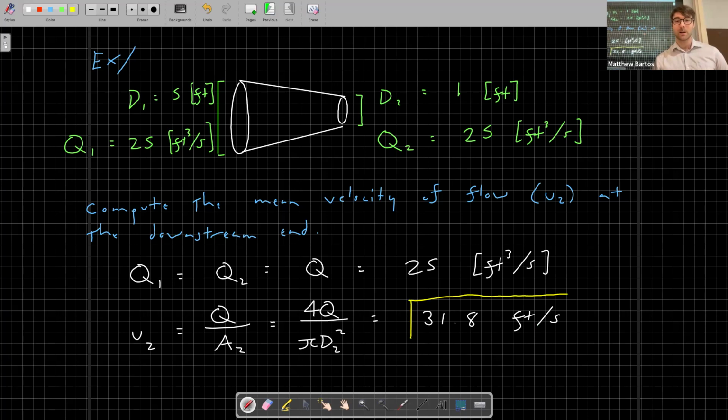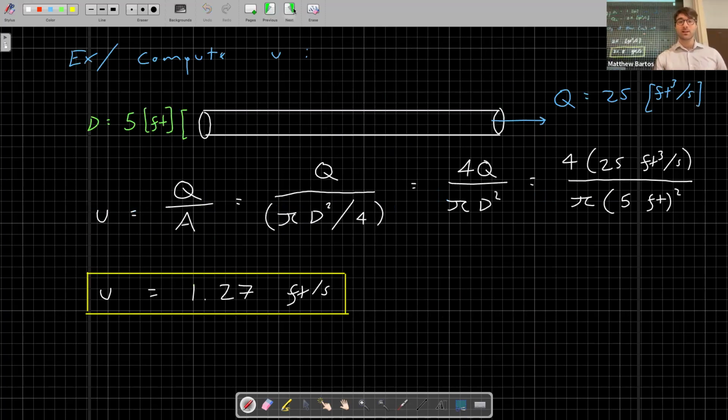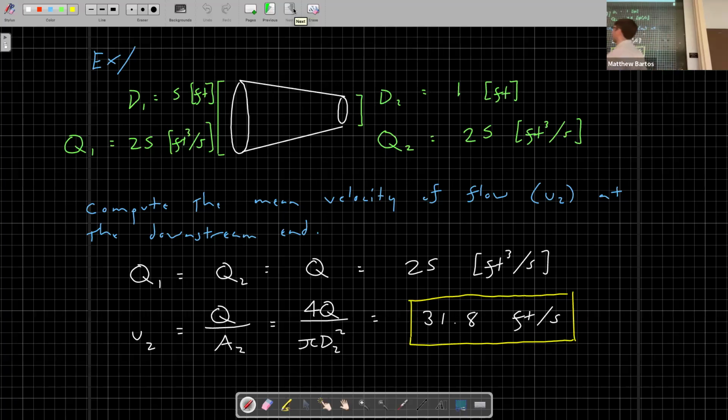So the velocity increased from about 1.27 feet per second to 31.8 feet per second at the downstream end of the nozzle. So that's something you'll often see with fluid problems like this, is that a small decrease in the diameter, or a relatively small decrease in the diameter, can result in a very large increase in the velocity.